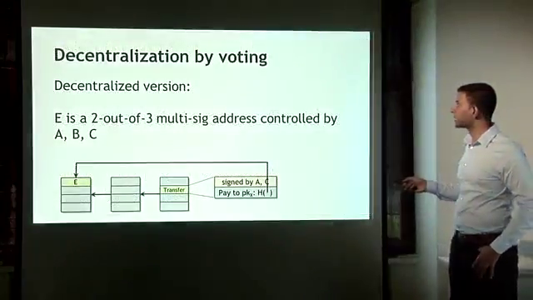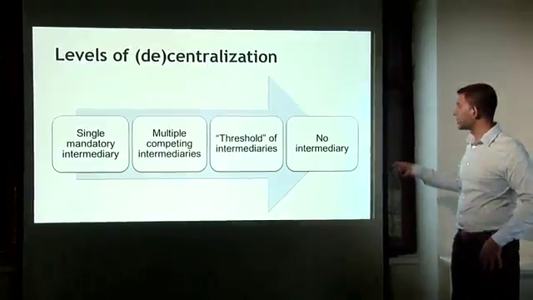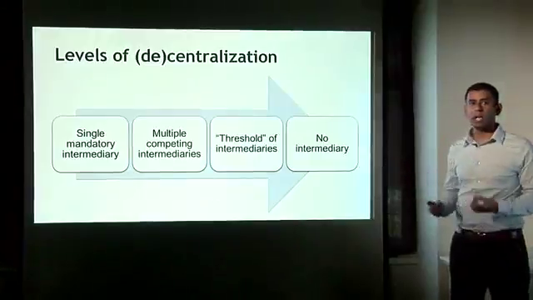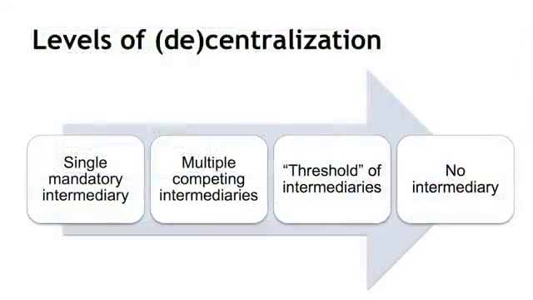And so now we can go back to the picture that we had earlier of the spectrum of levels of decentralization. Now we've seen an example of what it means to have a threshold of intermediaries, which is a distinct concept from having multiple competing intermediaries.